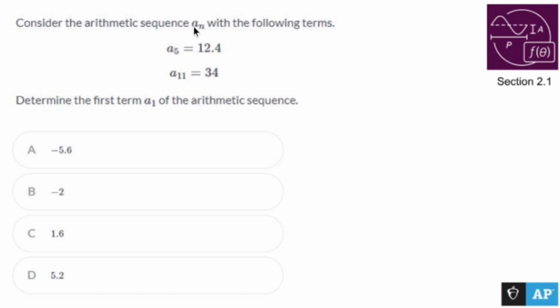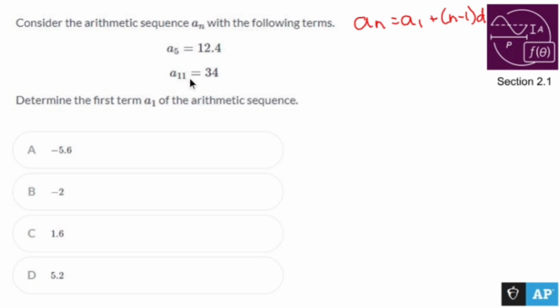Consider the arithmetic sequence a of n with the following terms. You have a sub 5 equals that. You have a sub 11. So the 5th term is 12.4. The 11th term is 34. Determine the first term. So usually when I see problems like this, arithmetic sequences, I write out the formula for the arithmetic sequence and see what I have. And the problem is I don't have the first term, and what's worse is I don't have the common difference.